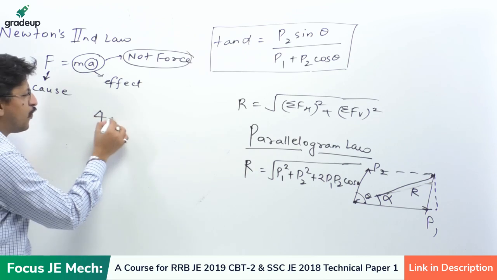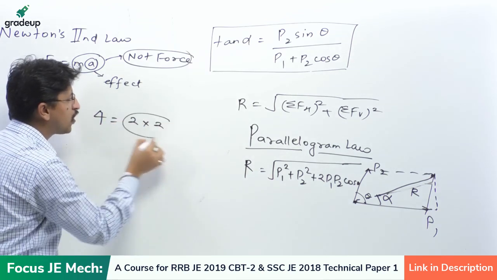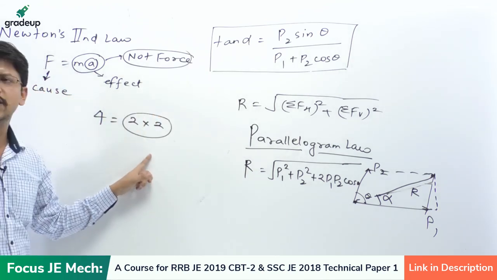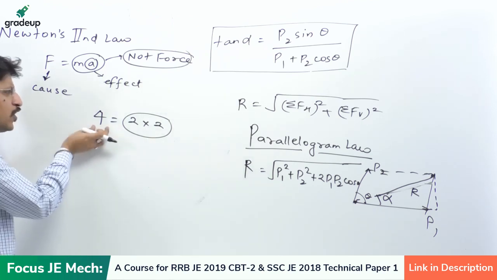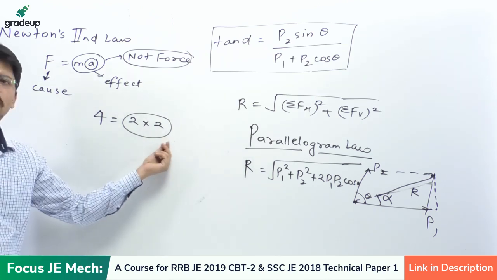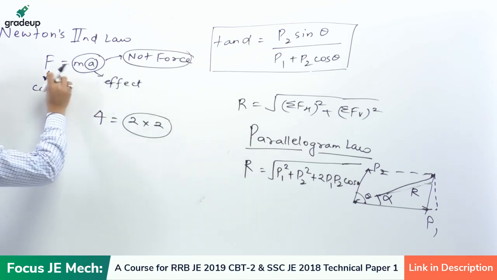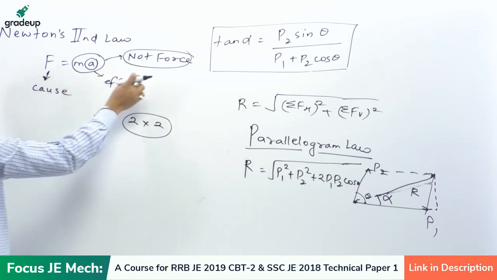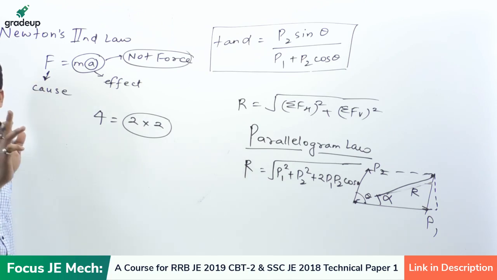Because if it is, 4 is equal to 2 into 2. So you cannot call this 4. This is 2 into 2 only. This is basically numerically equal to 4, but this is 2 into 2 only. Similarly, F is equal to ma, where m into a is not force. It is mass into acceleration and it is numerically equal to force.